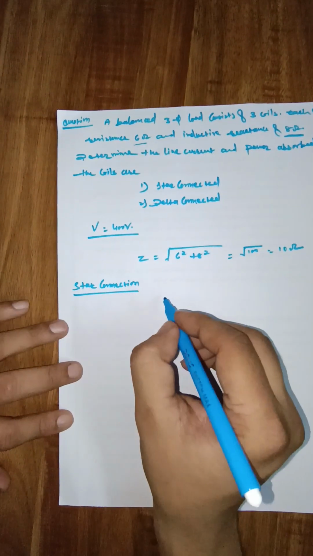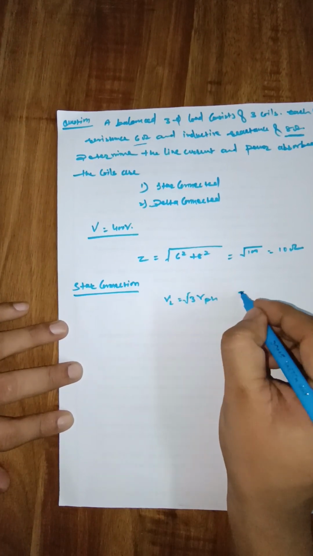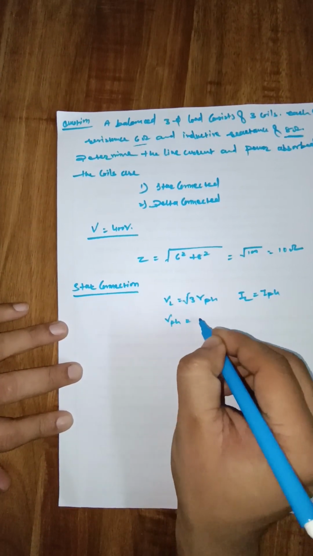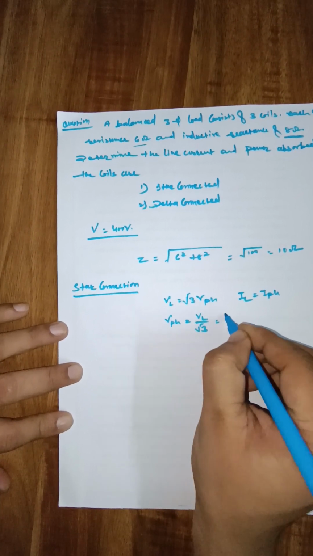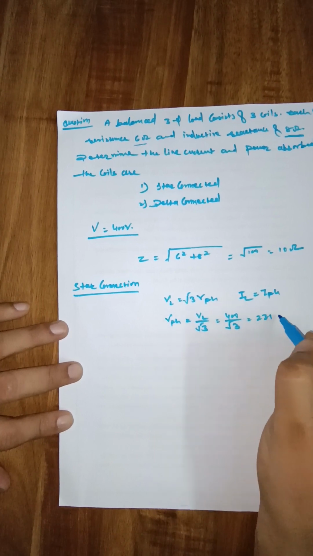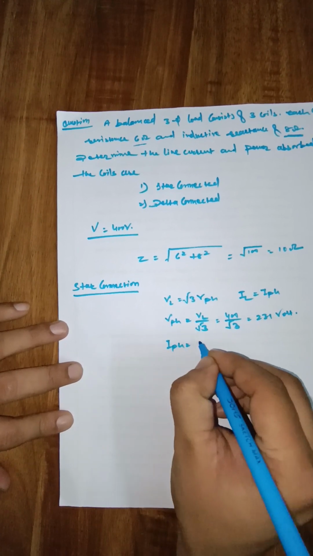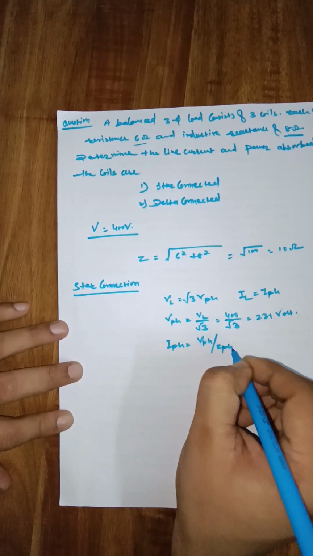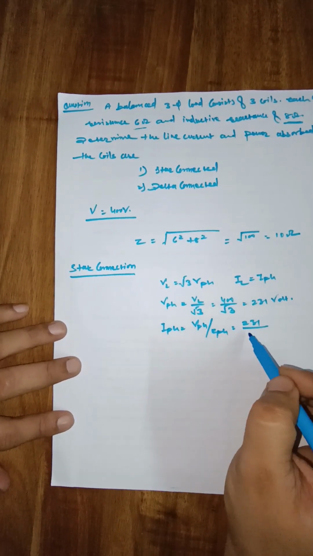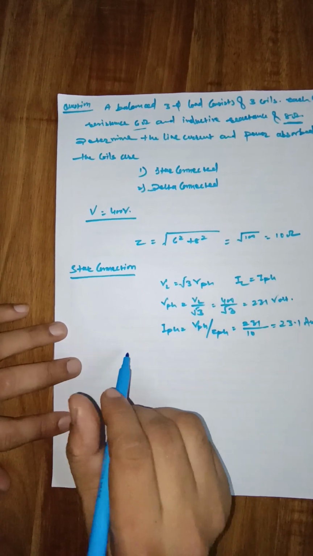In star connection, we know that VL will be equal to root 3 VPH and IL will be equal to IPH. So first of all, we have to find the VPH, VL upon root 3. So it will be equal to 400 upon root 3. The value will come out to be 231 volt. Now current will be what? IPH will be VPH upon ZPH. So 231 upon what is Z? ZPH is equal to 10 ohm. So 23.1 ampere. It will be your IPH.